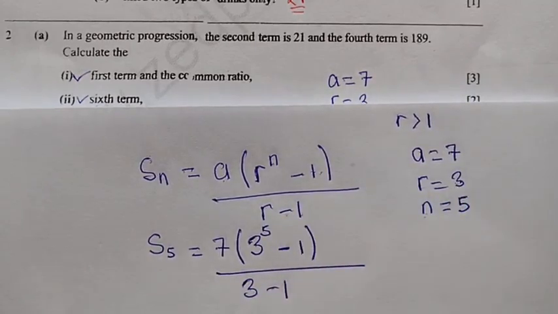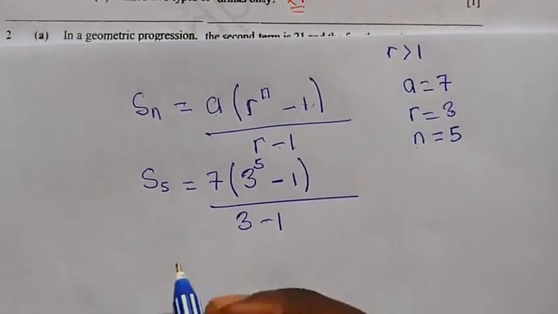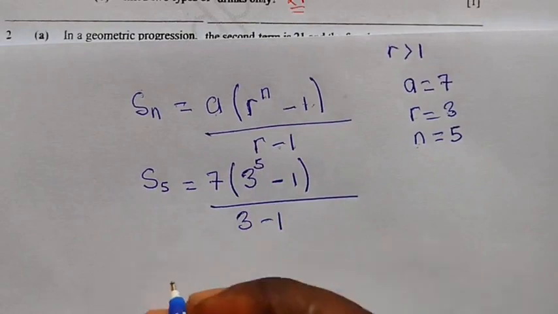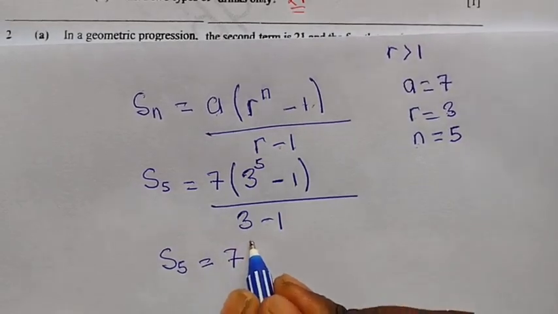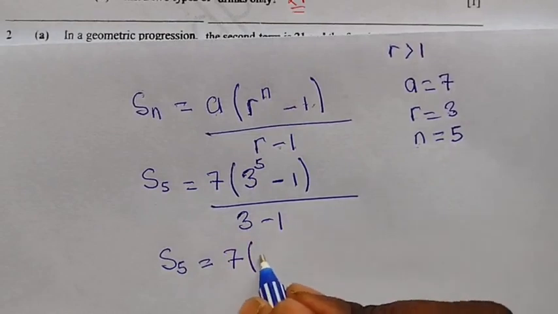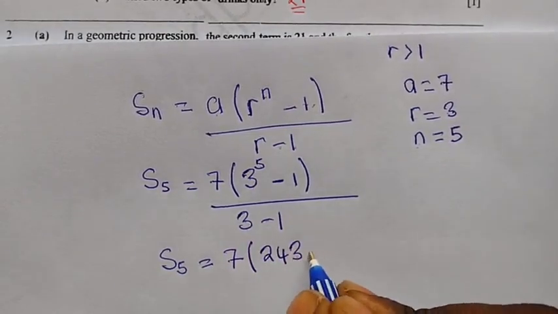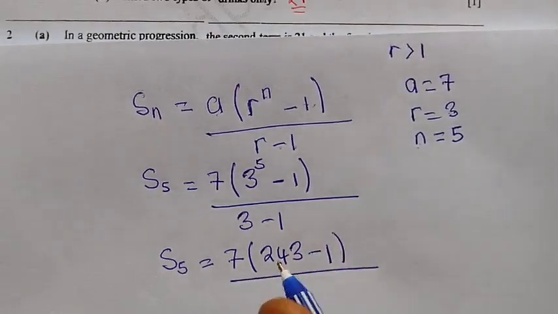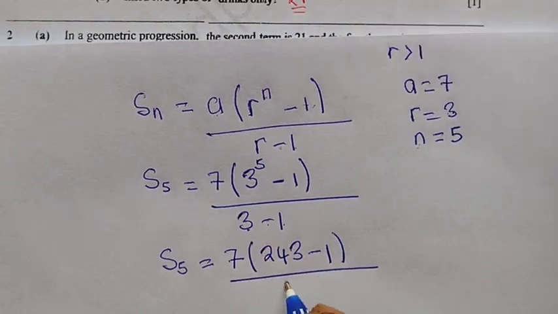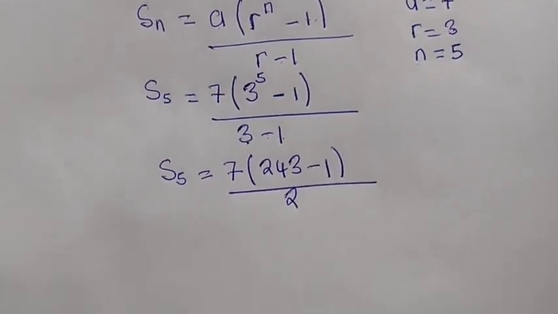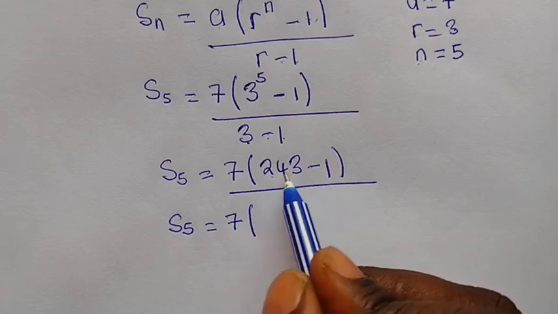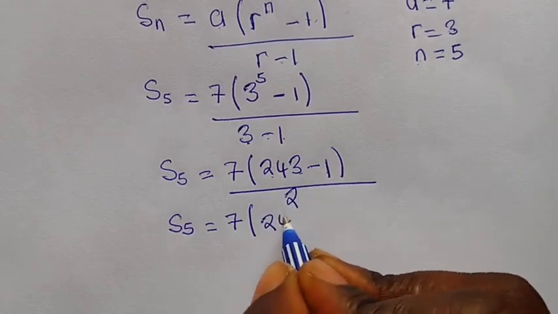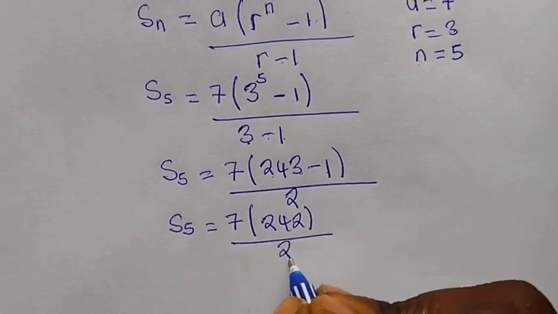From this stage, what you need to do is just simplify 3 to the power 5. So sum of 5 terms is equal to 7, open bracket, 3 raised to the power of 5, which gives us 243, minus 1, over 3 minus 1, which will definitely give us a 2. I hope that you are following. Then sum of 5 terms is equal to 7, open bracket, 243 minus 1, which gives us 242, divided by 2.